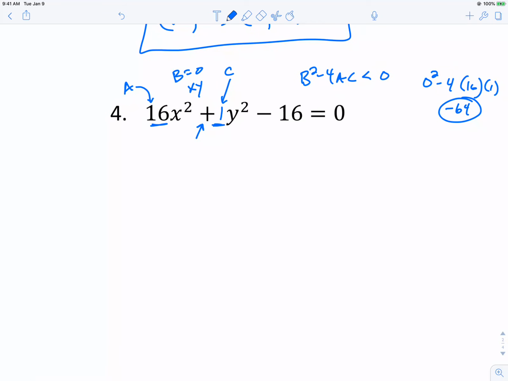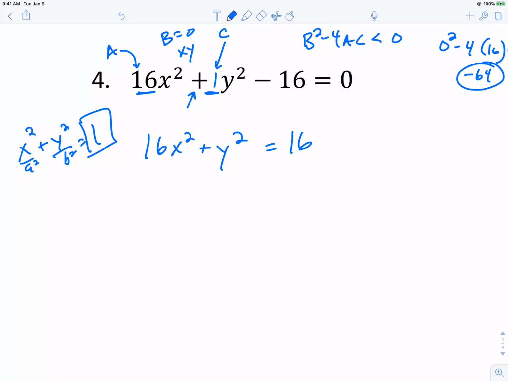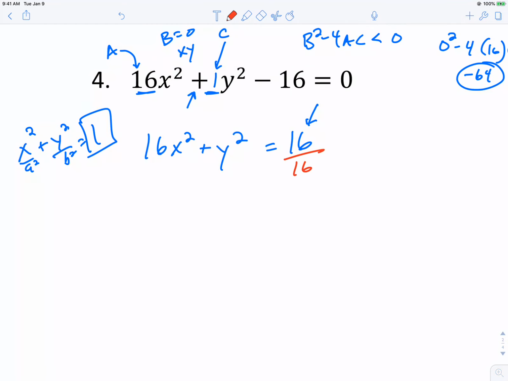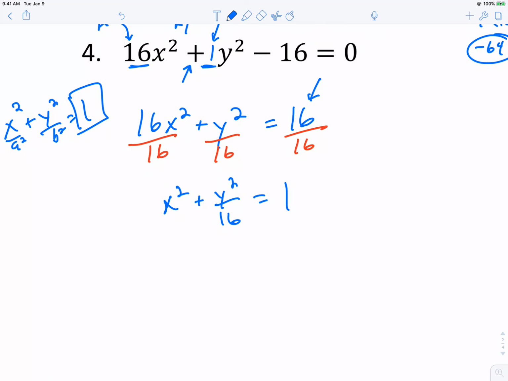All right? So from here, we want to put it in graphing form. So the first thing is, for graphing form, it has to be equal to 1. So we're going to add 16 to both sides, because graphing form was this. It's got to be equal to 1. That's the key. So now I want to make this guy a 1, so I'm going to divide both sides of my equation by 16. So what I get is x squared plus y squared over 16 equals 1. That is now in graphing form.